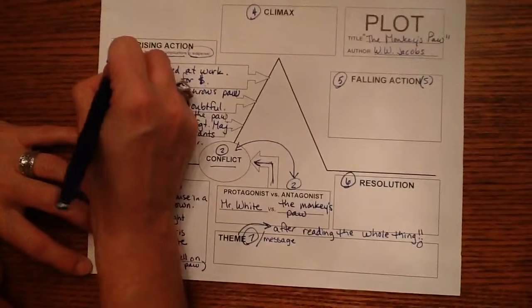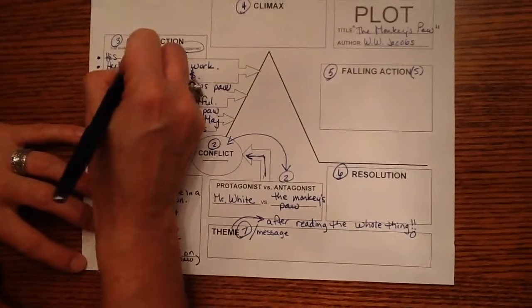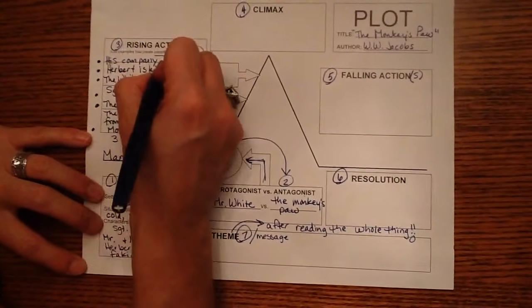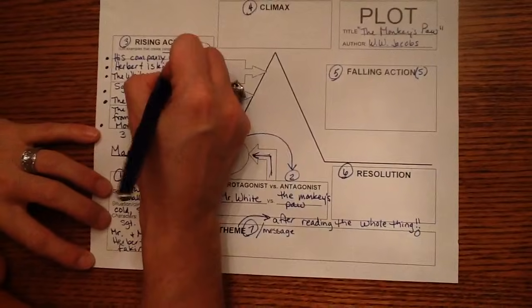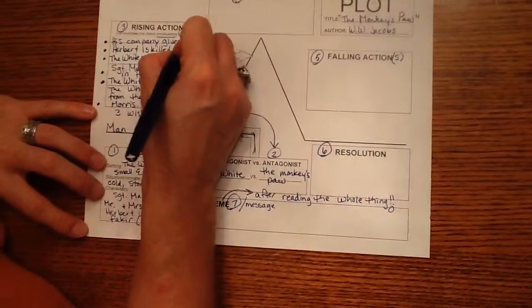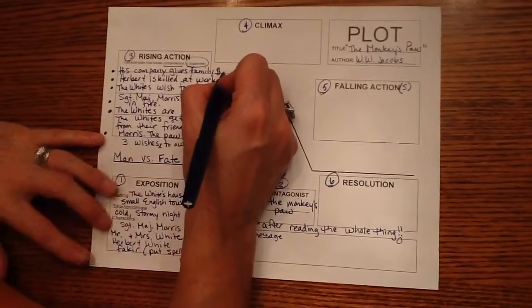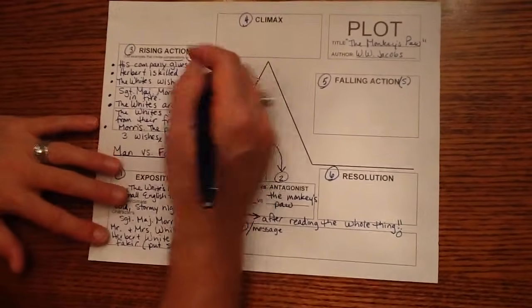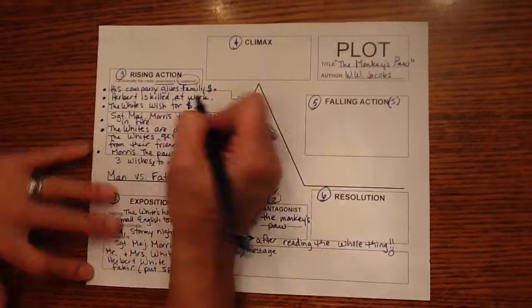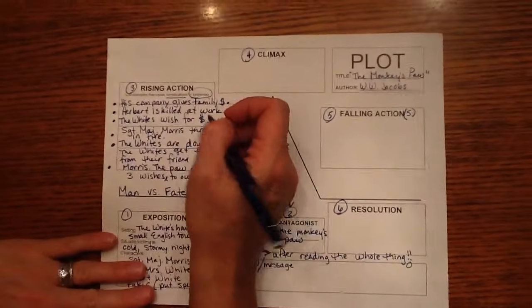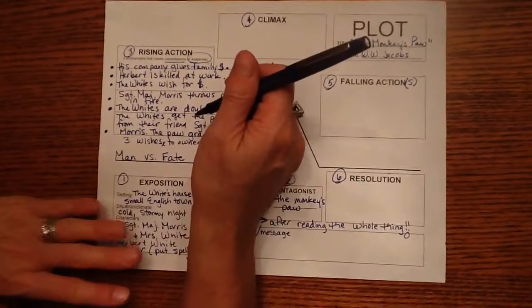So his company gives them money. So Herbert's company gives the family, they actually give him the money that they wish for. Even though they don't wish for him to die, they end up getting the money because their son dies. So it's not what they wanted, but it is what they wished for.